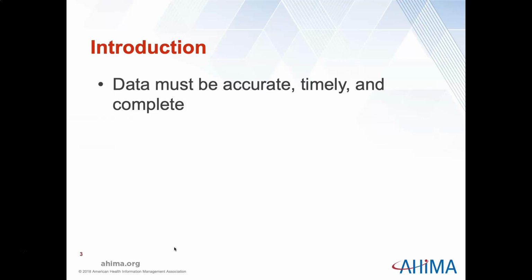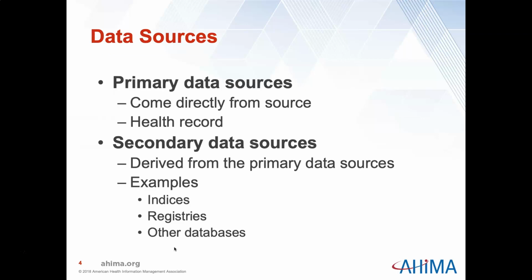So let's talk about data. It has to be accurate, timely, and complete. There are 2 types of data sources. The first one is primary. This comes directly from the source, meaning the health record. Secondary data sources are derived from the primary data source. They're pulled out of the health record. Examples are indices, registries, and other databases.